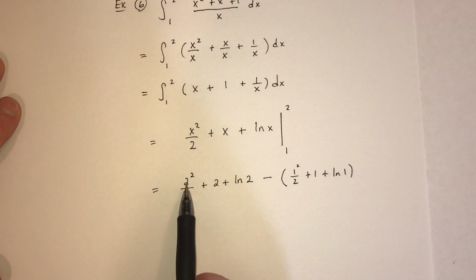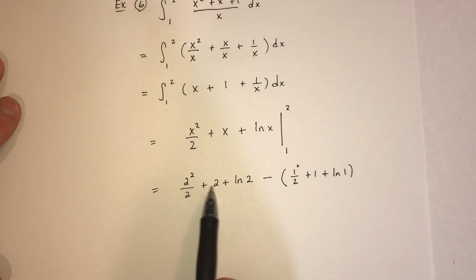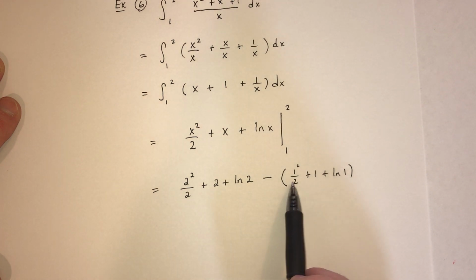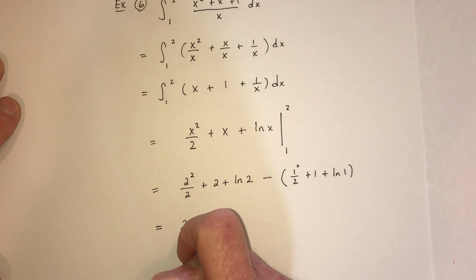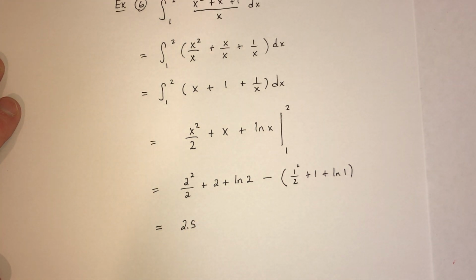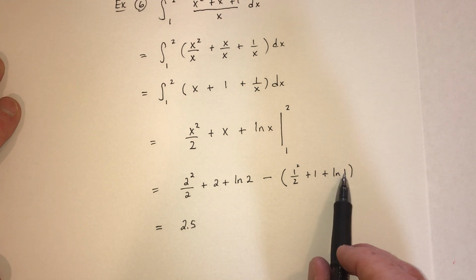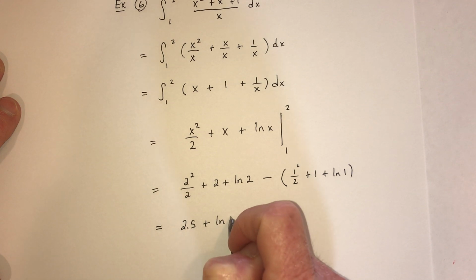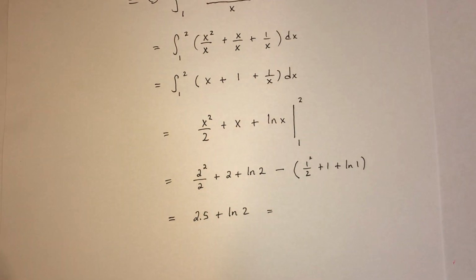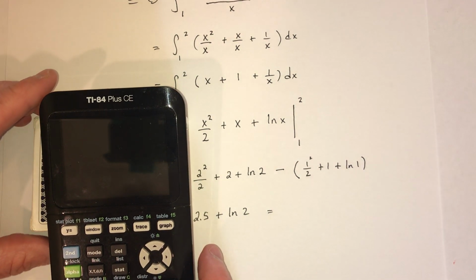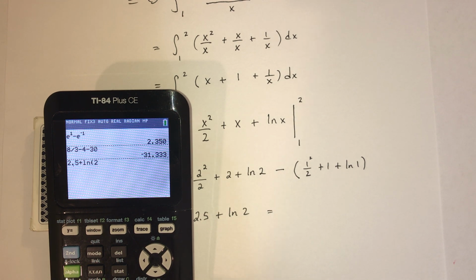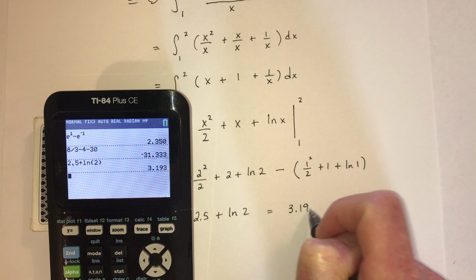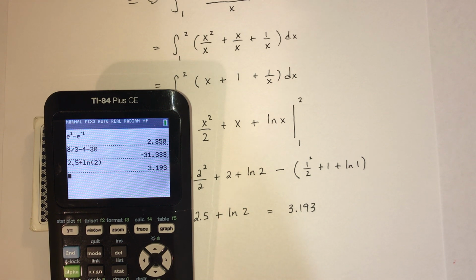So how much is this? This would be 4, but cut it in half so that means it's 2. And 2 plus 2 will be 4. And then this is minus 1.5. So how much is 4 minus 1.5? 2.5. The natural log of 1 is 0, so I don't need to pay attention to that. And then there would be plus the natural log of 2. Or as a decimal answer, that's going to be 2.5 plus the natural log of 2, and the decimal answer, 3.193.